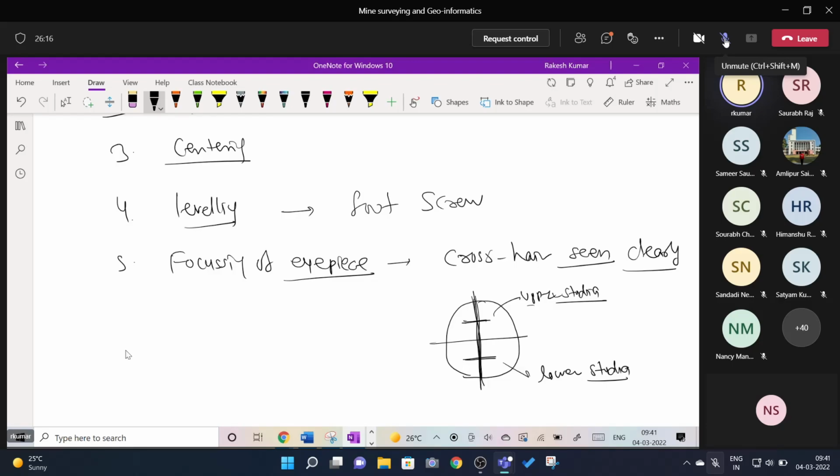Now, what is number six? Focusing of the object glass. What does that mean? Let me know.